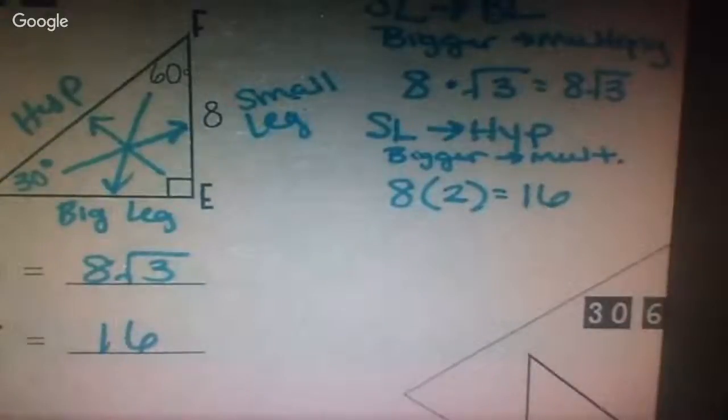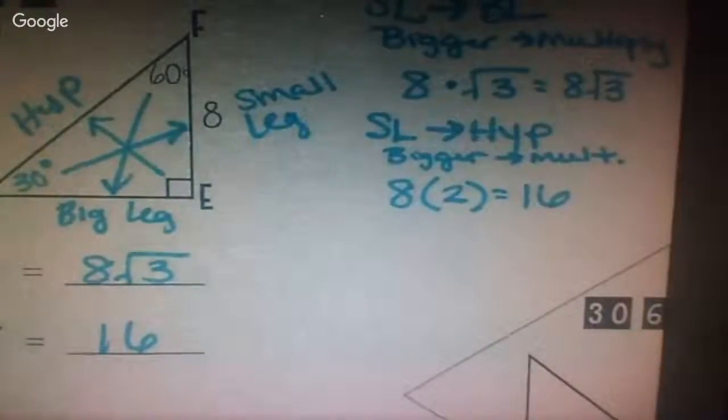How do you know it's getting bigger again? Remember your triangle. So you've got a 30, 60, 90, and your sides go along with your degrees. So this is your biggest side, your middle side, your smallest side. We know this is the small leg, we know this is the big leg, and we know this is the hypotenuse. So if I'm going from a smaller angle to a bigger angle and its side, you multiply. Okay? Good question.